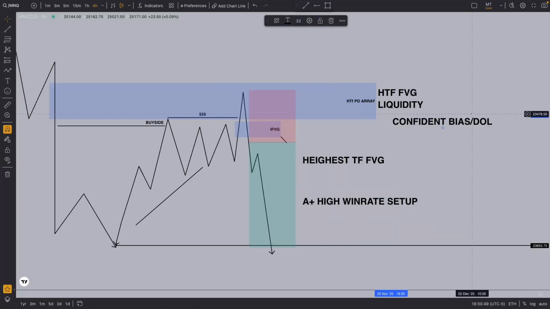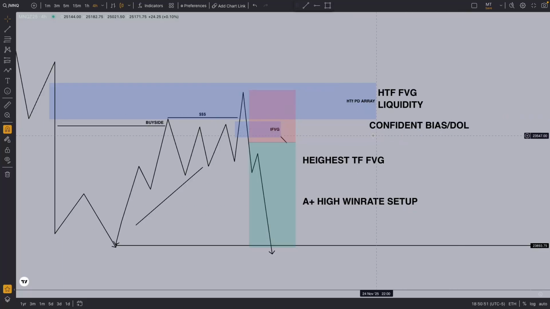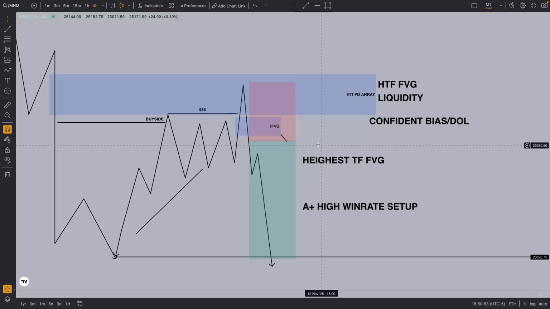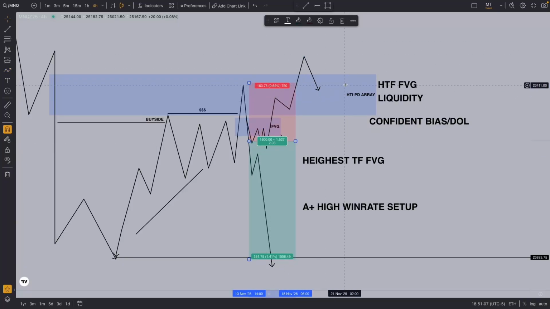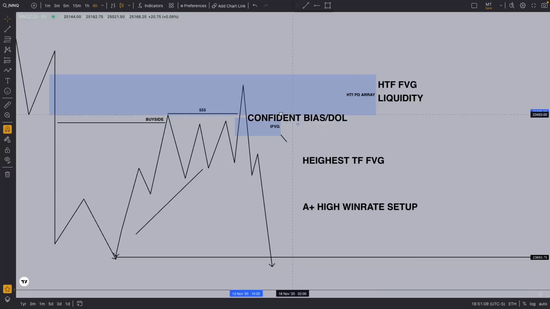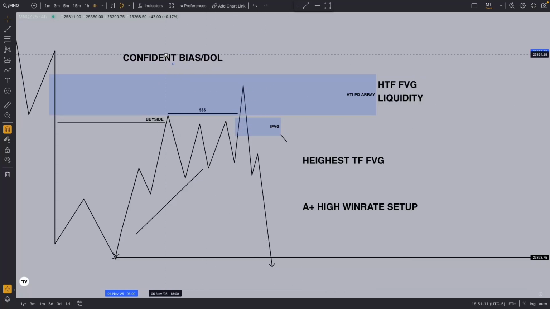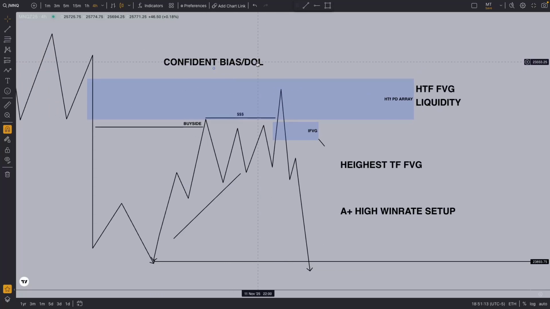You need a confident, clear bias and draw on liquidity. If your bias is wrong, like for bullish here, this inverse fair value gap means nothing. We would just inverse it and then chop back up, right? So we would probably inverse it and then we'll go up higher and we'll get stopped out. So bias and draw on liquidity is very important. If your bias or draw on liquidity is wrong, this inverse fair value gap will never work out for you.